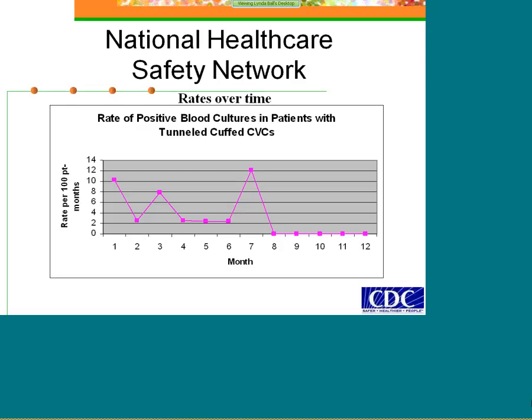But then, again, they had another spike, and it was a really high spike, and they must have implemented some kind of a change. It dropped back down, and look, 1, 2, 3, 4, 5. For 5 months, they've had no positive blood cultures. So whatever change was made in month 7 had a profound impact on their infection rates.